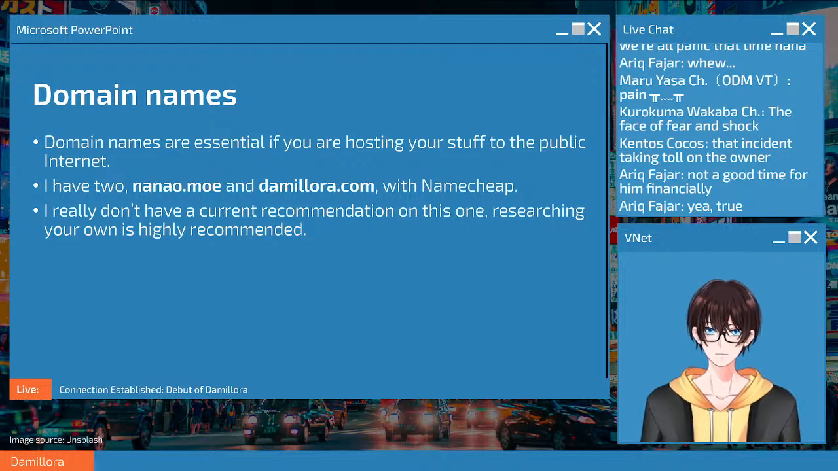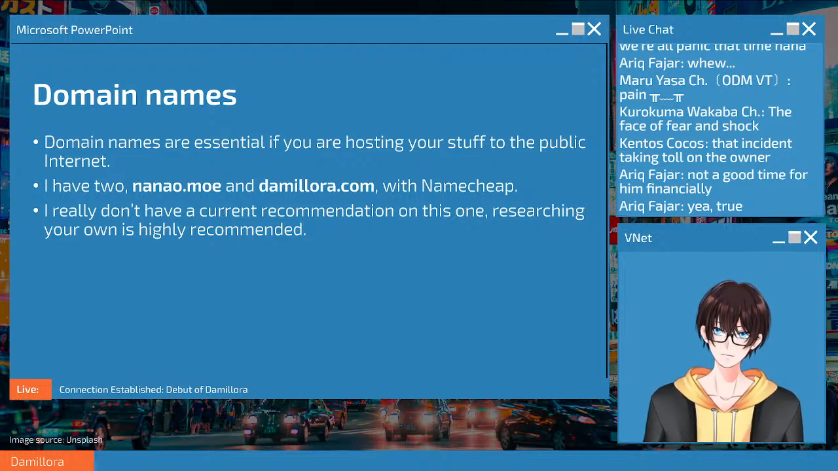And then domain names. If you want to host your stuff on the public internet, you need to have a domain name. I currently have two, and I use Namecheap for both of them. But I don't really have a current recommendation on this one. Researching your own is highly recommended. You can search your own, but so far my experience with Namecheap is pretty good.